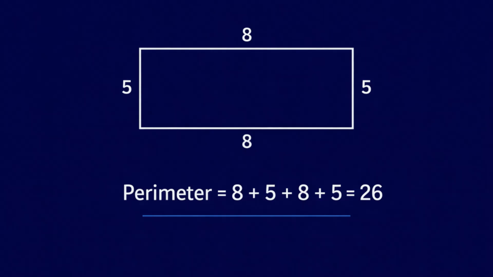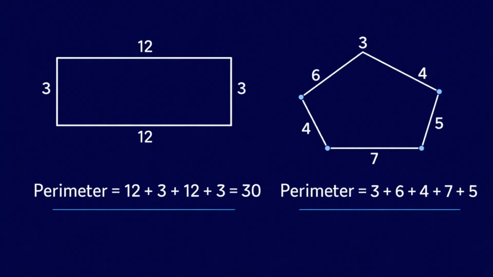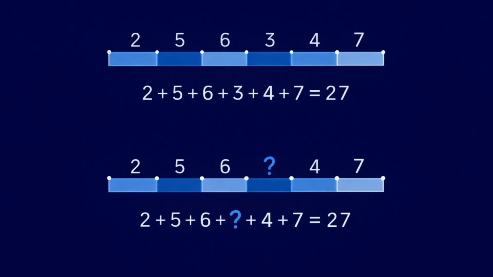If a rectangle has side lengths of 8 and 5, the perimeter is 8 plus 5 plus 8 plus 5, which is 26. If the side lengths are 12 and 3, the perimeter is 30. For an irregular shape, you do the same thing. If the side lengths are 3, 6, 4, 7, and 5, they add to 25. If the sides are 2, 5, 6, 3, 4, and 7, they add to 27.